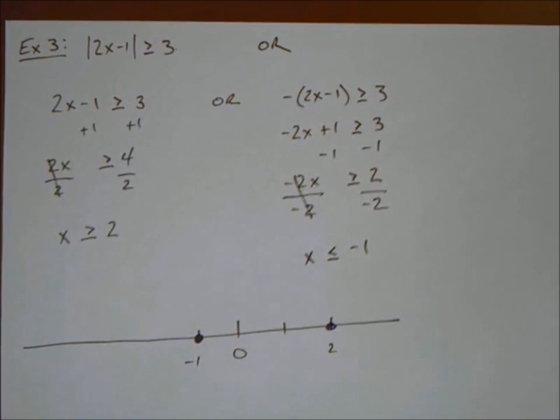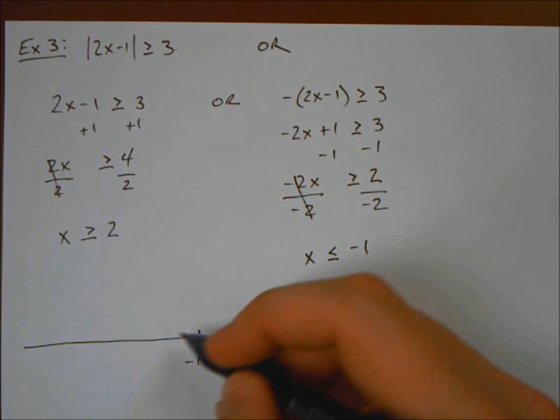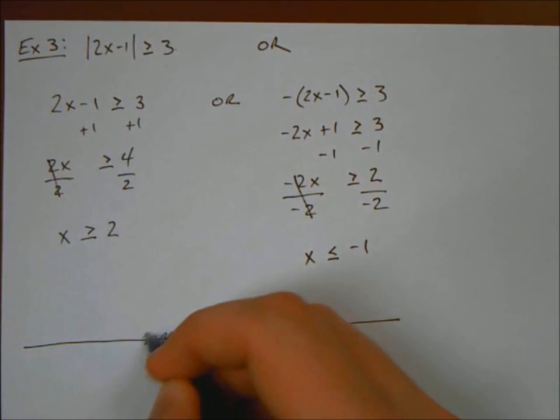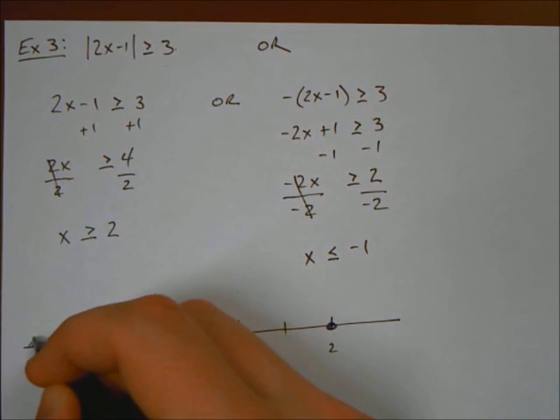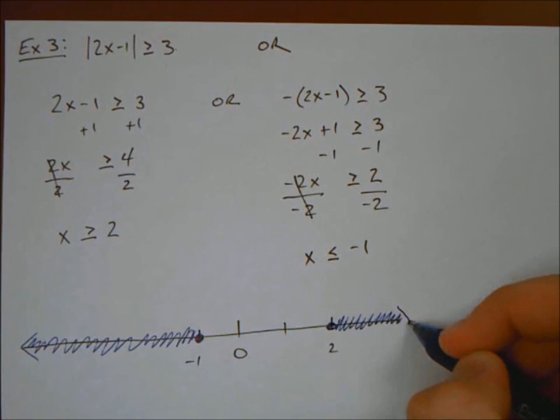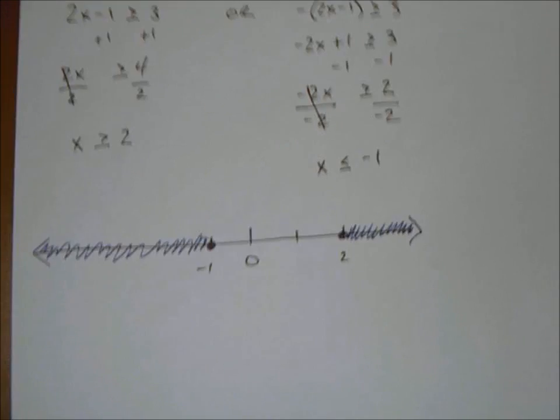And because this is an or, less than negative 1 is in this direction. Greater than 2 in this direction. That's one of the ways that we can write our answer.